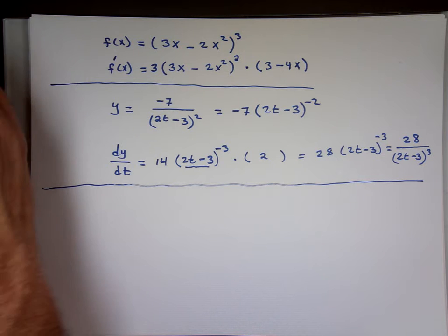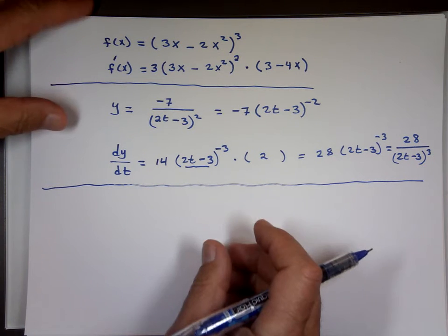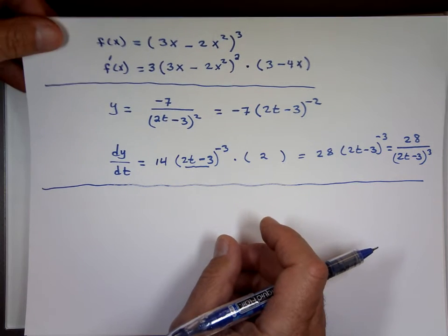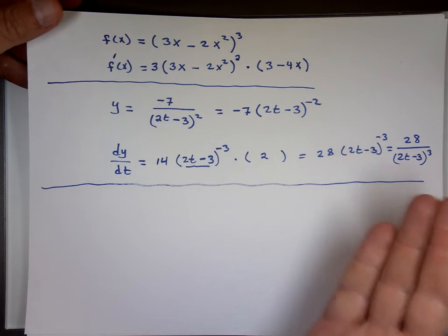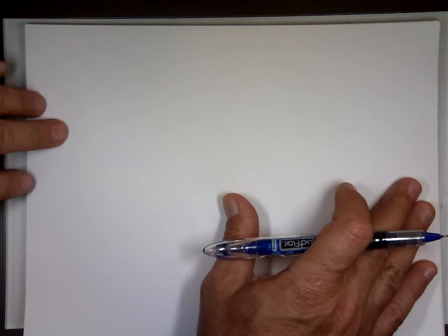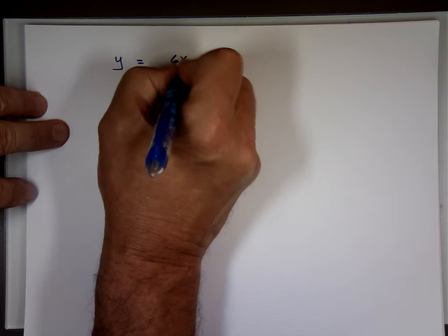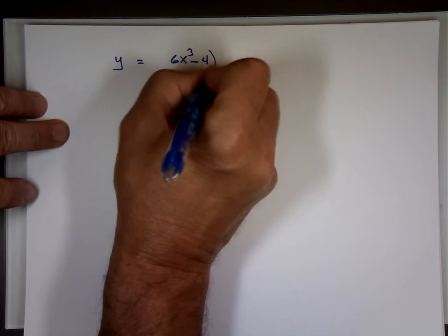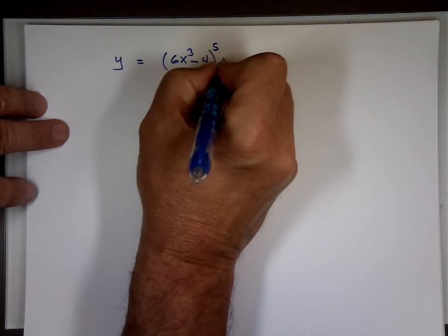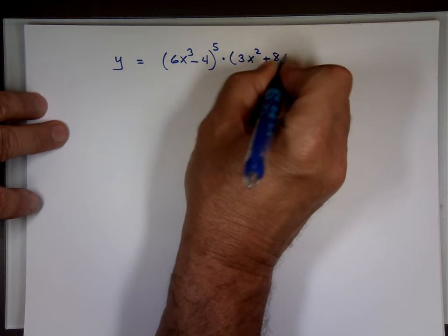Now, sometimes the problem gets a little bit ugly or tough. So maybe I'll start on a new page here, because I'm probably going to need the whole page. I'll try to combine this section with last class, last video. (6x cubed minus 4) to the power of 5 times (3x squared plus 8x) to the power of 6.